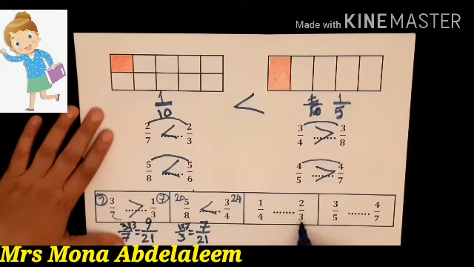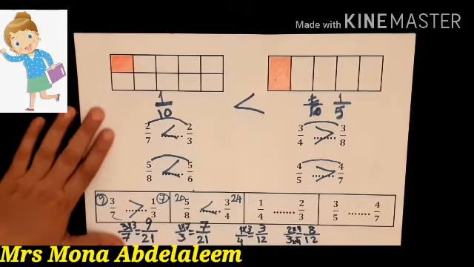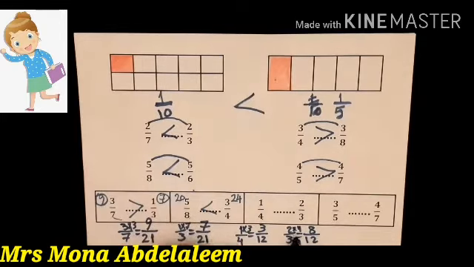4 multiply 3, 12. So the common denominator is 12. Quarter's denominator becomes 12, and 2 over 3's denominator becomes 12. 4 becomes 12 multiply 3, so 1 multiply 3, 3. 3 becomes 12 multiply 4, so 2 multiply 4, 8. Which is greater, 3 over 12 or 8 over 12? 8 over 12 is greater. So 1 over 4 is smaller than 2 over 3.